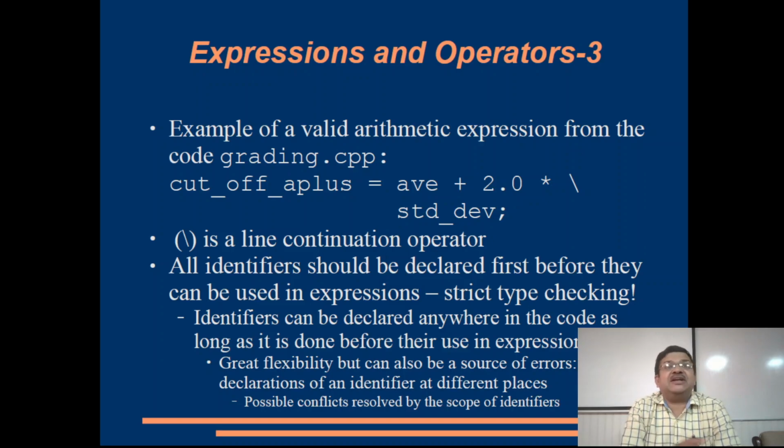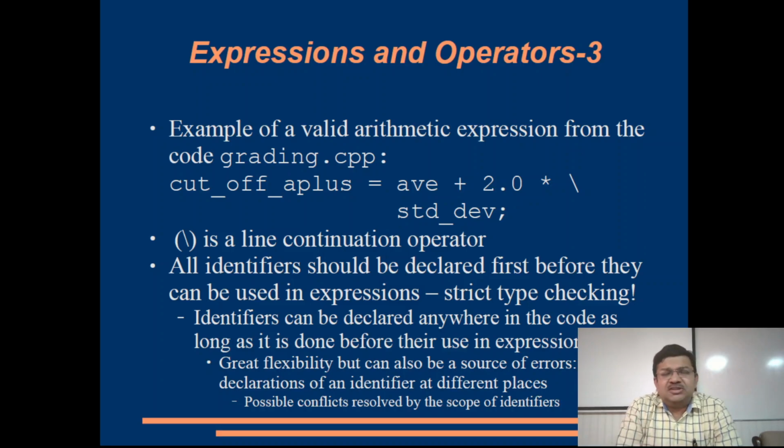But C++ provides this additional flexibility which is not there in C. Identifiers can be declared anywhere you want to use them. So if I wish to use this cutoff A plus here for the first time, I can just declare cutoff here and then initialize it with this value straight away. So I could have said, if this cutoff A plus was not declared earlier, float cutoff A plus, and this is assigned the value of average plus 2 times standard deviation, right? That would be perfectly fine.